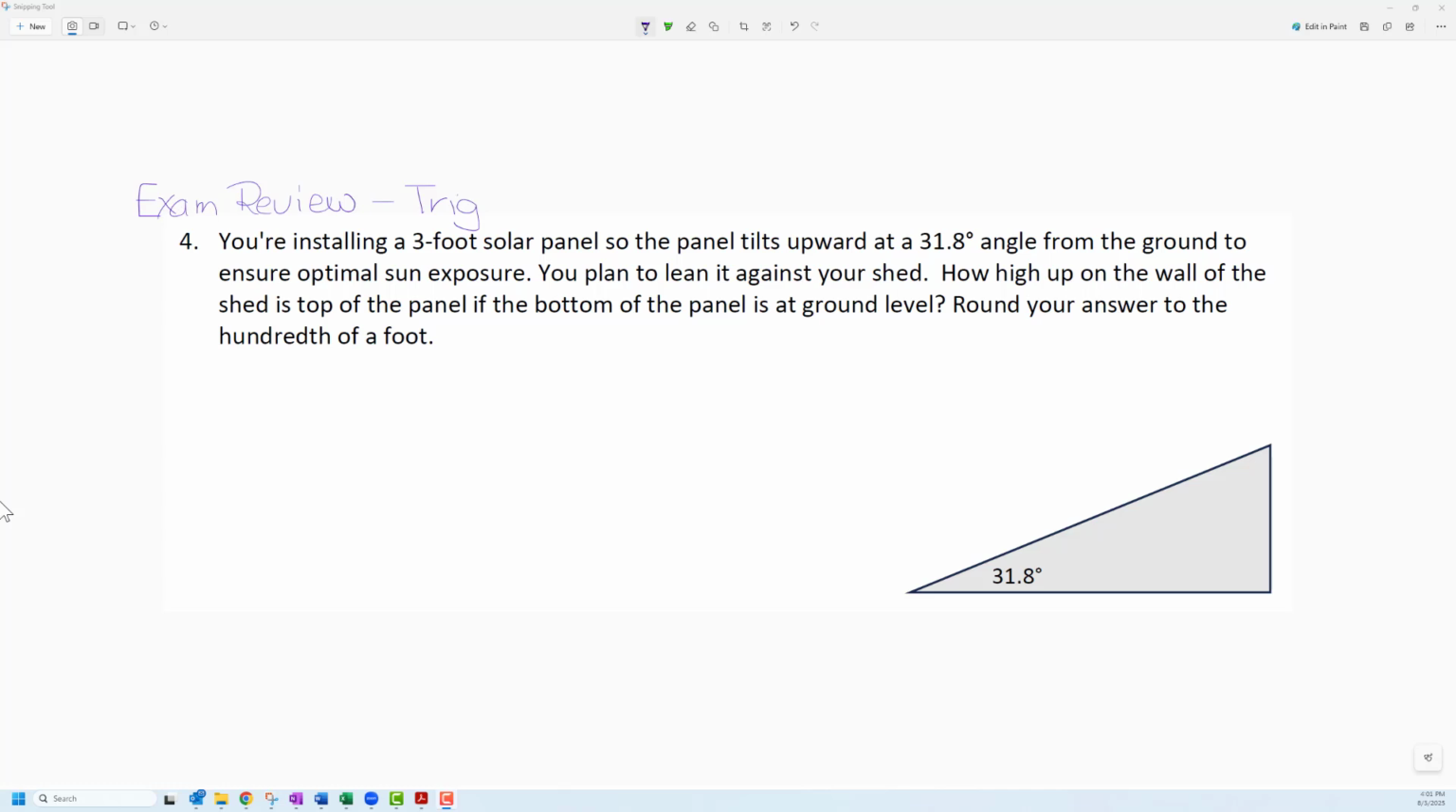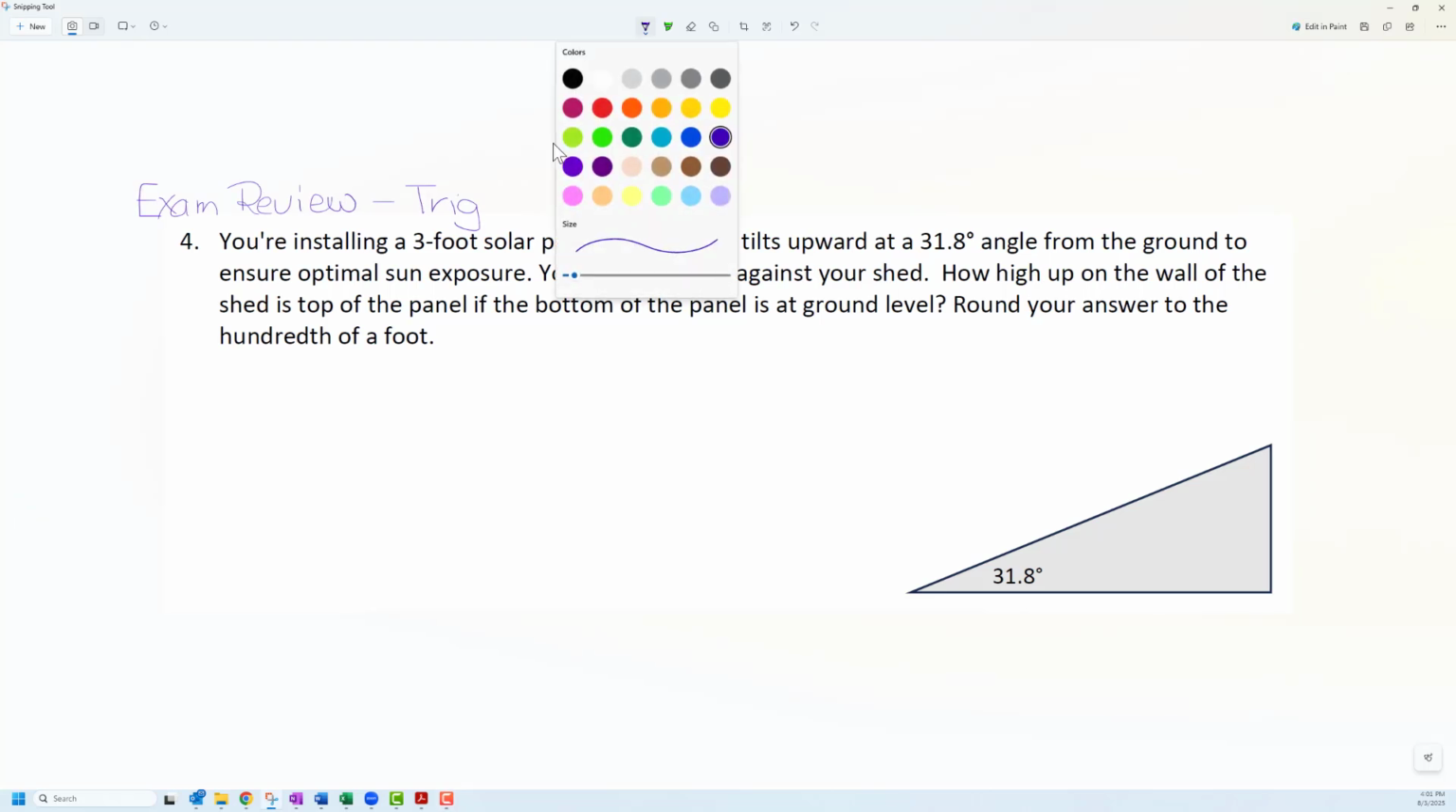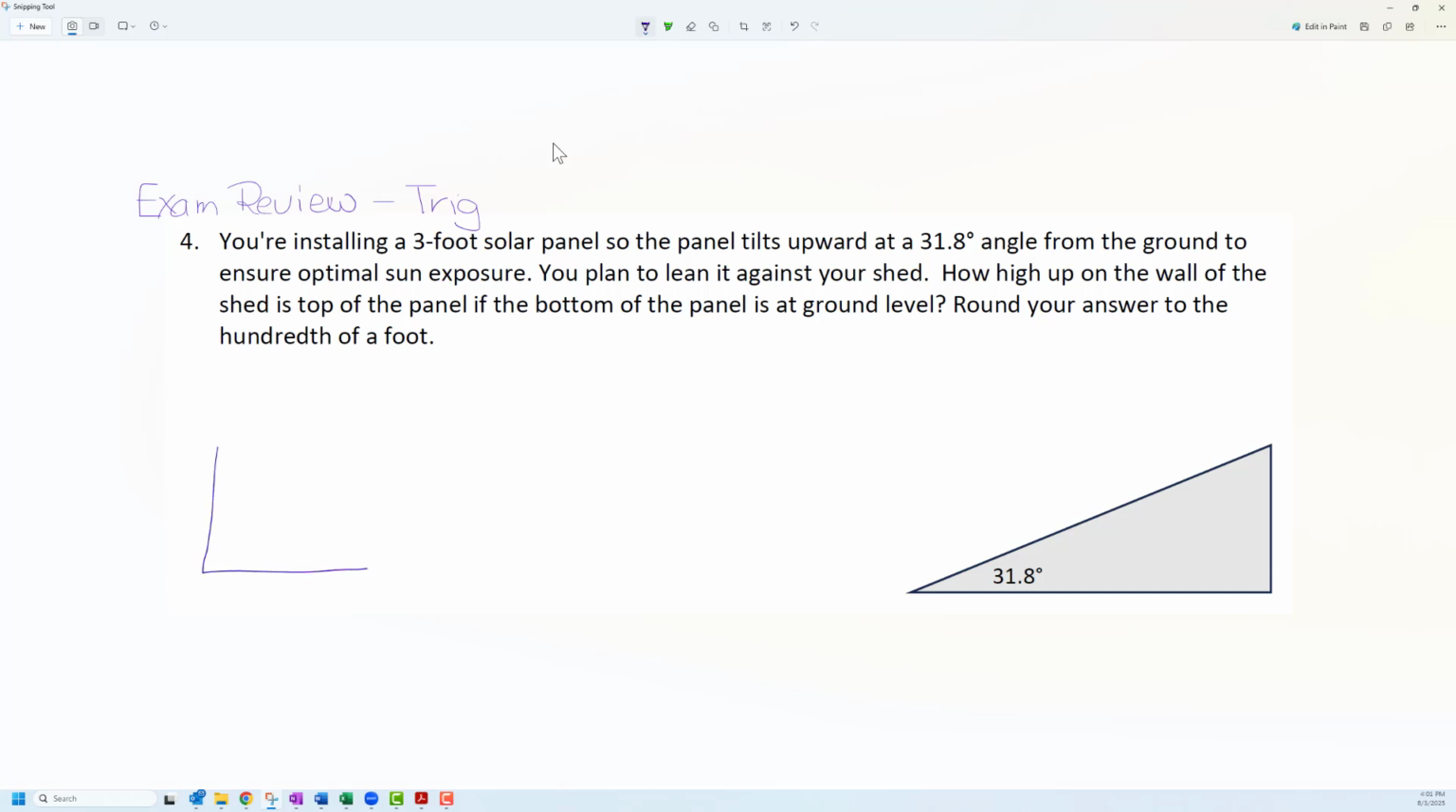If we didn't have this picture already, we would want to draw a triangle, a right triangle. It doesn't matter whether this is right facing or left facing, so we could draw it out the other direction, but we would want to put the 31.8 degrees with the ground as the horizontal, and then we would also want to label the hypotenuse as 3 feet because you plan to lean it against your shed. So you would have your shed as your vertical length, whether that's on the right or on the left.